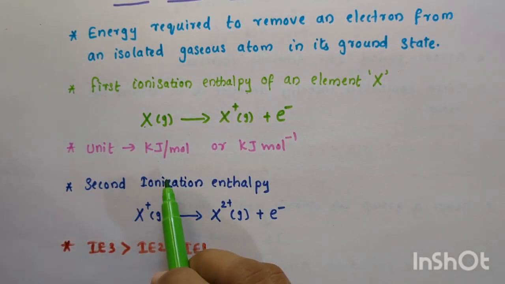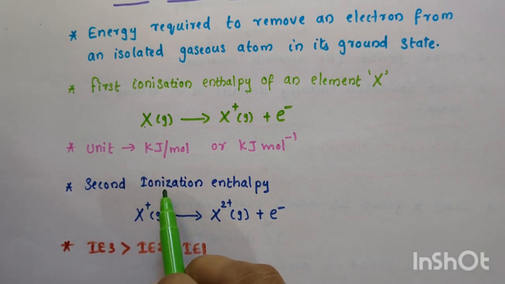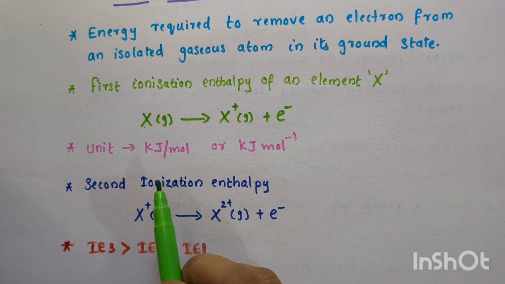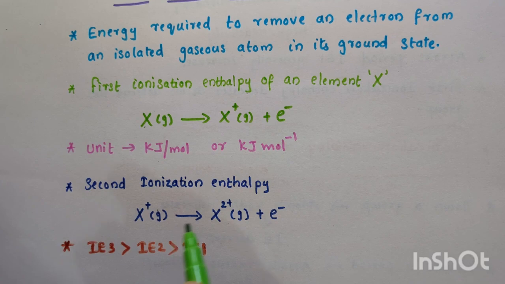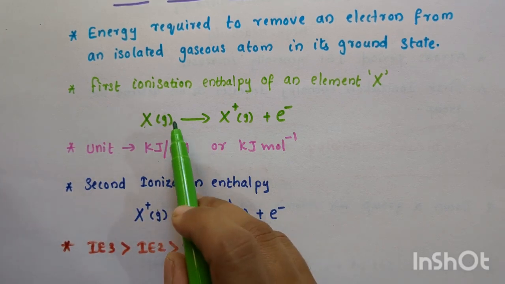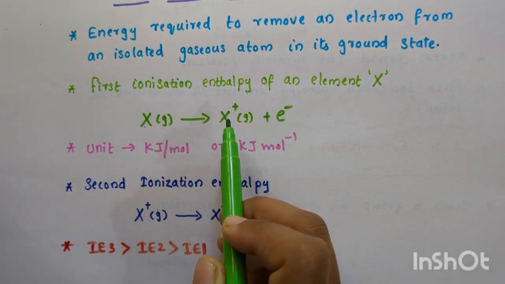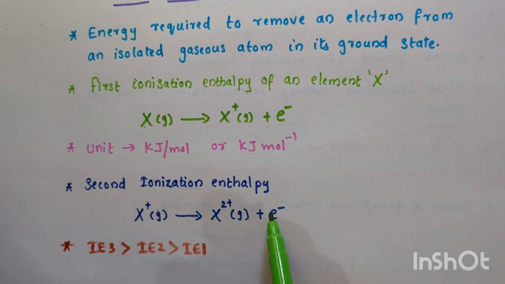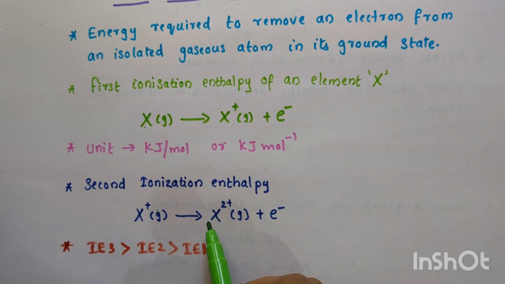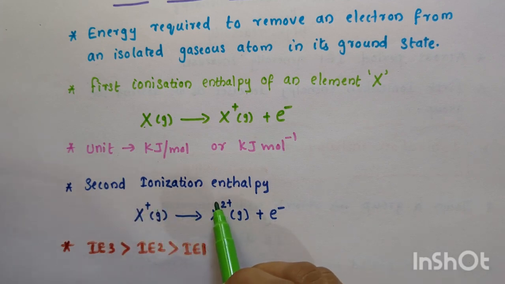Now, the second ionization enthalpy is the energy required to remove the second most loosely bound electron. That is, it is the energy required to carry out the reaction X plus, in gaseous state, losing one electron to give X2 plus. After the first electron has been removed, X became X plus. Now, when we remove the second electron, X plus becomes X2 plus. The energy required to carry out this reaction is called the second ionization enthalpy.